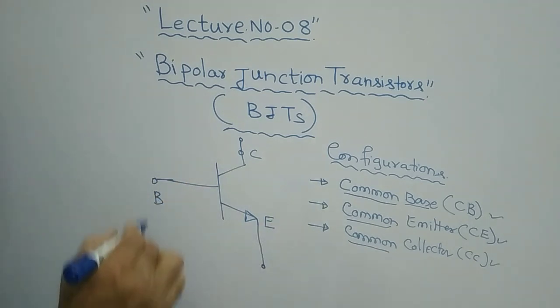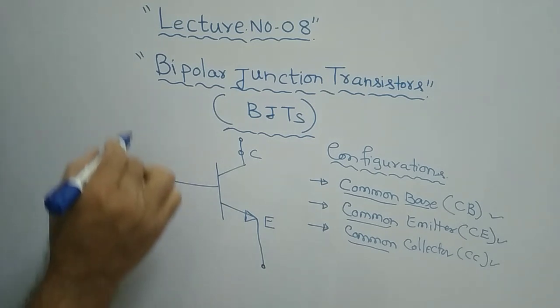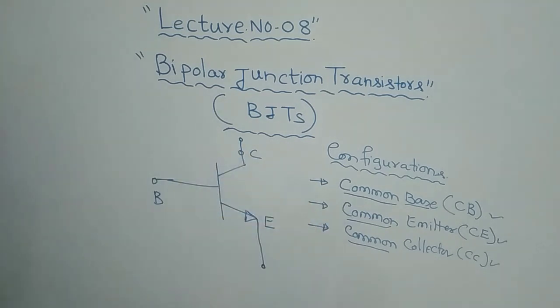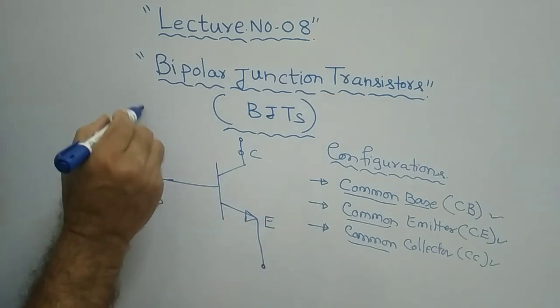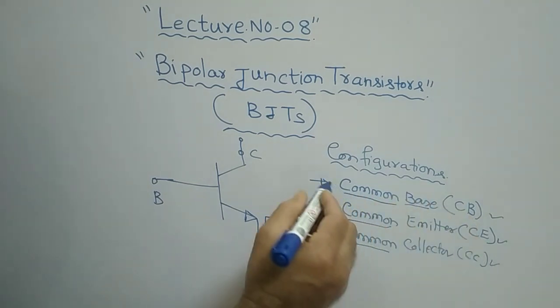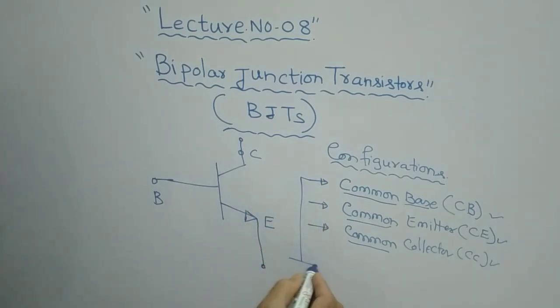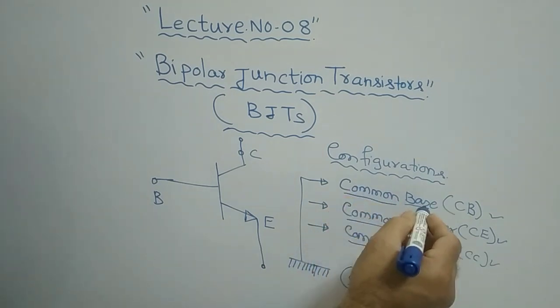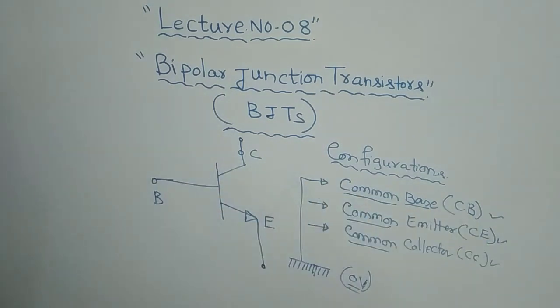The base terminal will be kept as common with respect to the remaining two terminals. In other words, the base terminal can be put at zero potential, at ground potential. Common means that particular terminal is kept at zero potential, so the voltage there is 0 volts. So the base terminal should be kept at zero potential, right? That is the meaning of it. Therefore, in common base, your base terminal will be common.